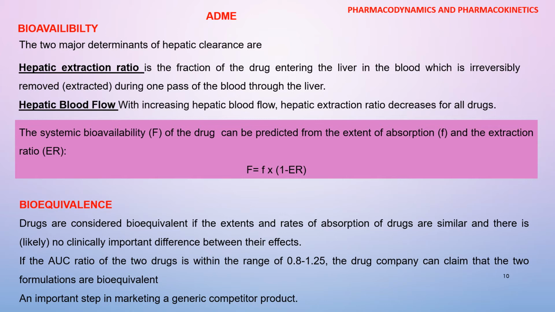Bioequivalence. Two drugs are said to be bioequivalent if their rates of absorption are nearly similar and they show no clinically important difference between their effects. If the AUC ratio of the two drugs ranges between 0.8 and 1.25, the drug company can claim that the two formulations are bioequivalent. It is an important step in marketing generic competitor products.